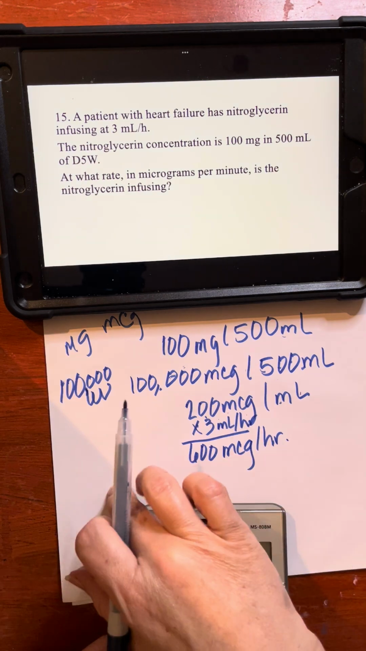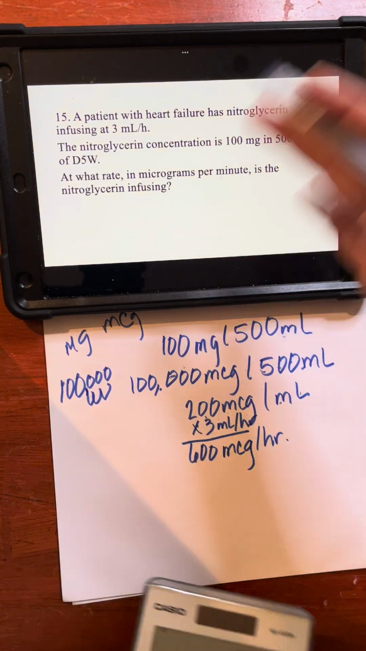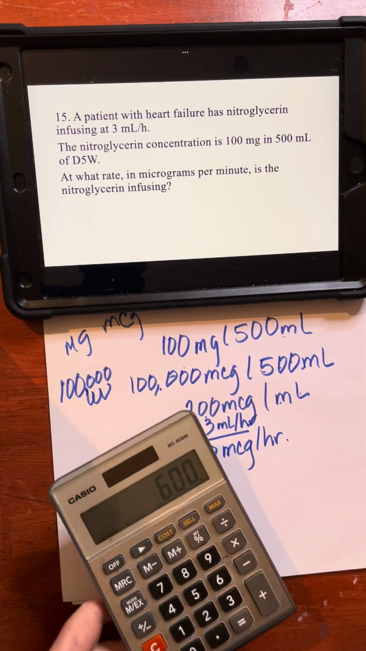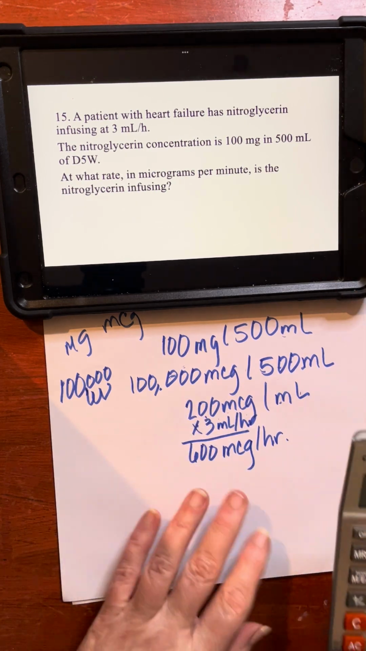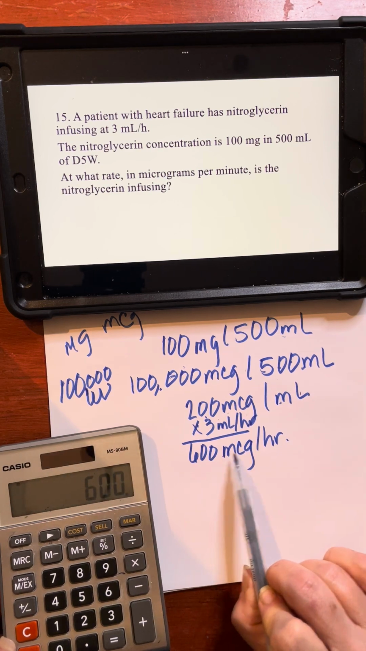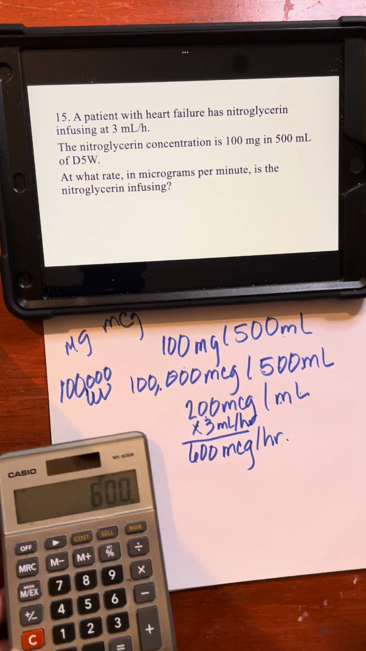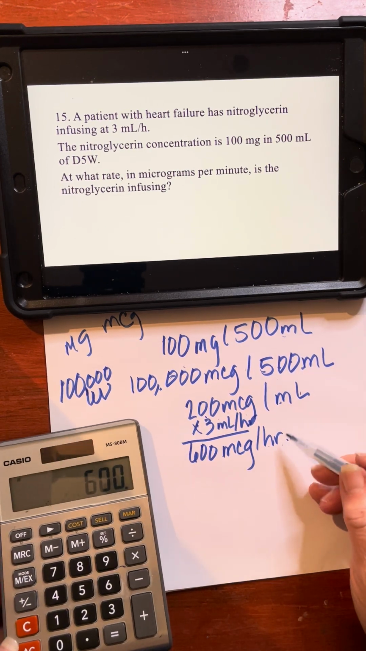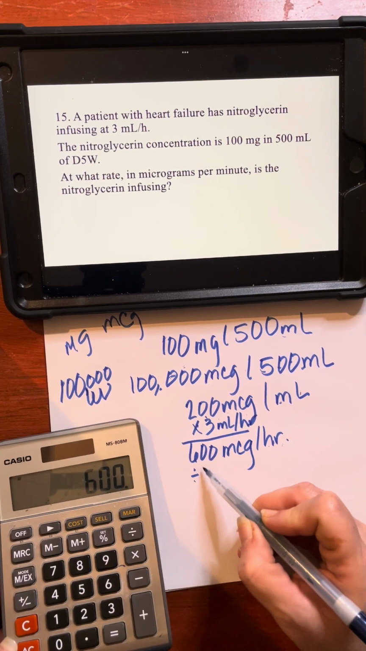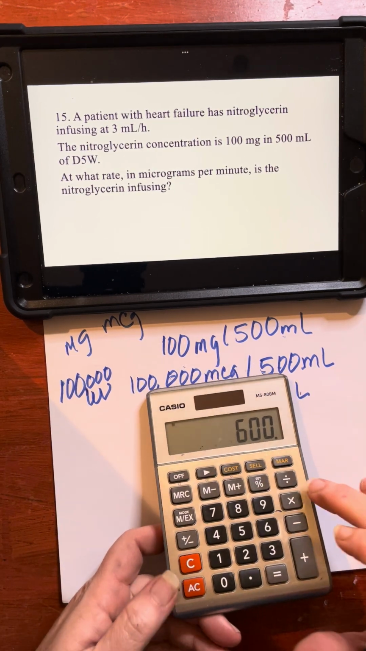Just go back and take in a deep breath, blow out the bad, breathe in the good, and watch it again. So he's getting 600 micrograms per hour, and they want to know per minute. So you know what we can do? We can divide that by 60. And that's just exactly what we're going to do.